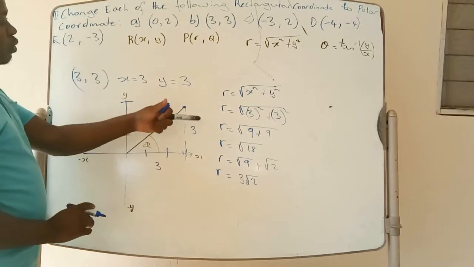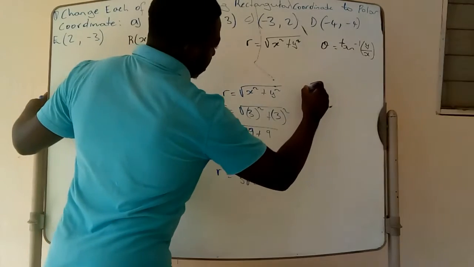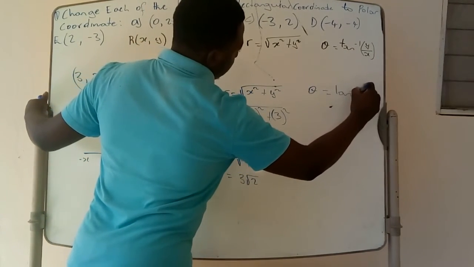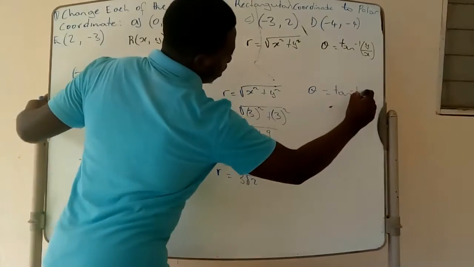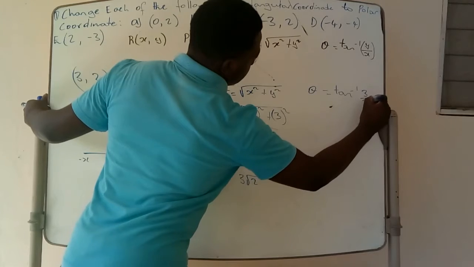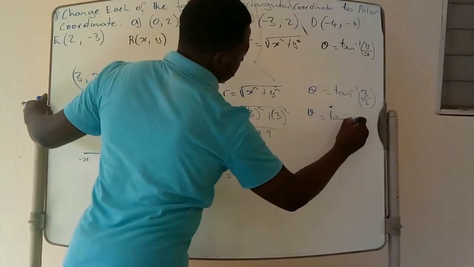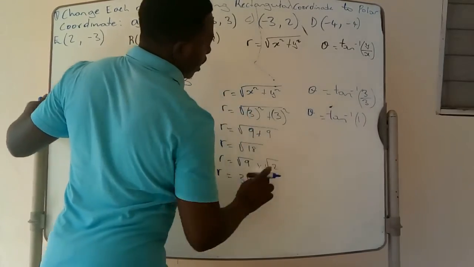Now we need to determine what theta is, and then we're basically finished. We know that theta is equal to tan inverse of y over x. What is y? y is just 3, so that's 3 over 3. So theta here is equal to tan inverse of 1, because 3 over 3 is 1.